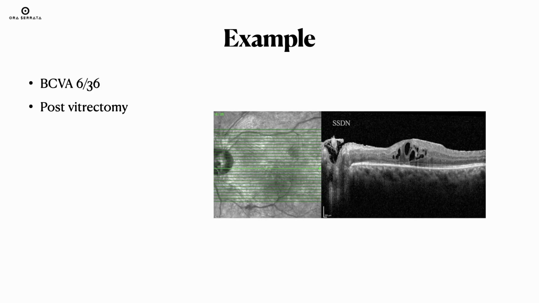So in this case example, let us revise what we have learned. The best corrected visual acuity is 6/36. The patient has persistent diabetic macular edema and is a post-vitrectomized eye. So in this case, how are we going to treat it? As I had mentioned before, we can go ahead with an intravitreal steroid implant.